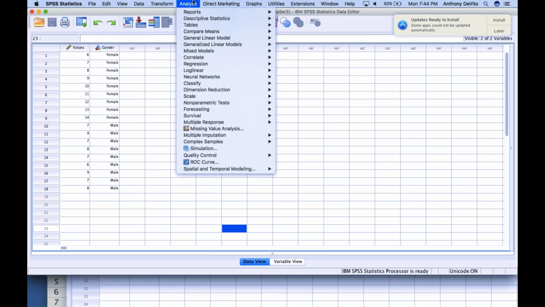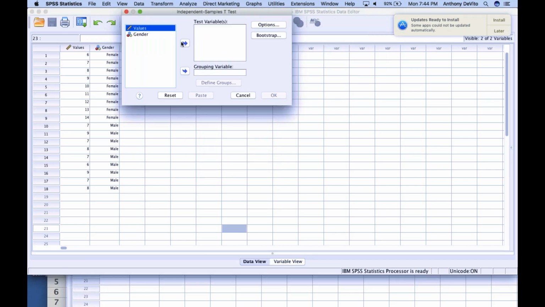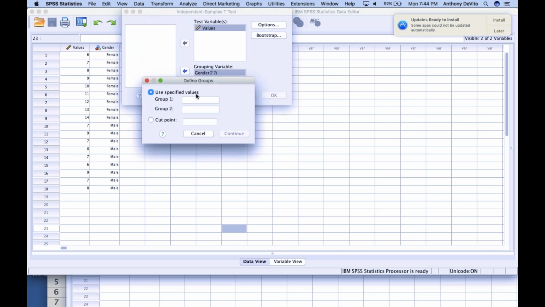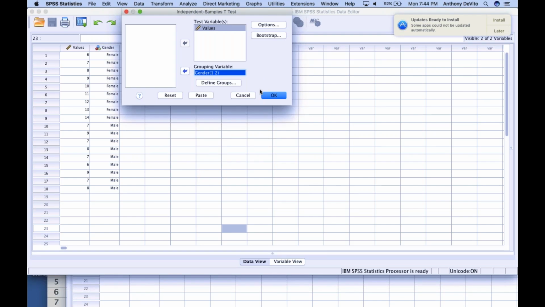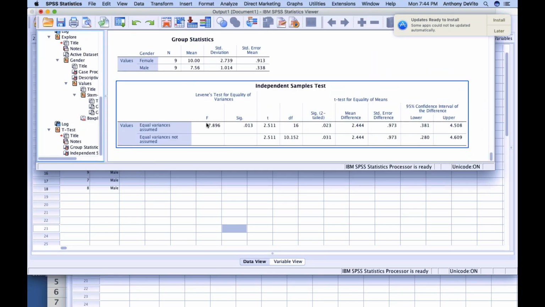If I did it in SPSS, let's see the result. I'm going to go to Analyze, Compare Means, Independent Samples t-test, and move the values into the test variable, gender into the grouping variable. Unfortunately, you have to tell it that 1 represents one of the groups and 2 represents the other. It's a little bit of extra work. Click OK. This time, let's take a look at Levene's test for equality of variance. I'm going to start with equal variances assumed. F is 7.896, right? A bigger number than before.